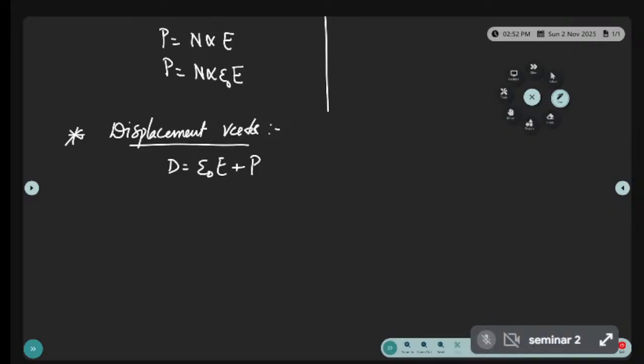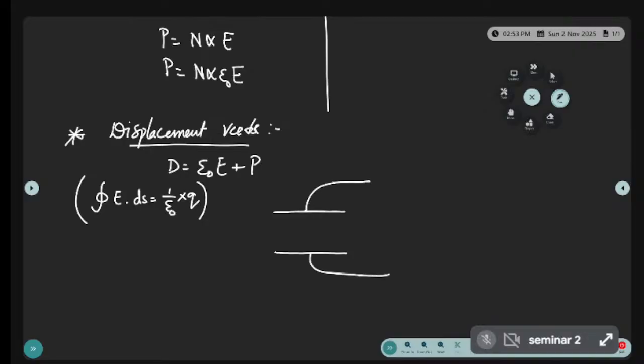To derive this, we make use of the capacitor concept as well as Gauss law. What is Gauss law? Integral E dot ds is equal to 1 by epsilon naught into Q. So, to derive this, I take parallel plates, two plates connected to an electric field, plus and minus. What charge develops on this plate? This plate is connected to the negative terminal, so negative charge.